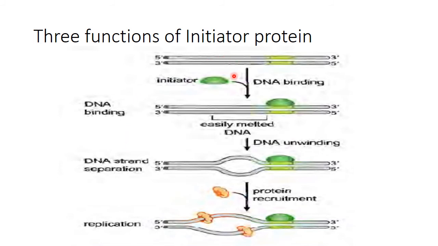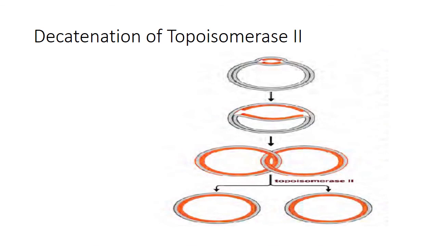Now the initiator protein, this diagram helps you to understand its function. An initiator protein has three main functions to perform. First, it will find out the site where to bind, so that is the first step, DNA binding. Then when it binds, it has an effect on that area so that the DNA melts, that means unwinding starts over there. And after unwinding, it also has the ability to attract the proteins which will help in further replication. So these are the three steps of the protein. This is the way replication starts.